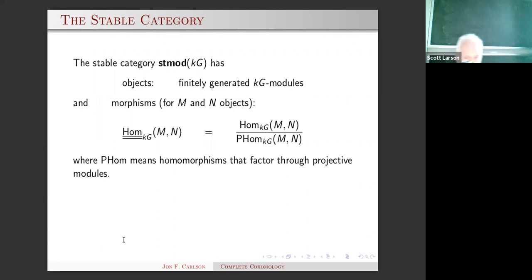So this has the effect, by the way, of making projective modules isomorphic to the zero module in the stable category, because after all, the identity homomorphism would factor through a projective module and therefore be zero if the module itself is projective.